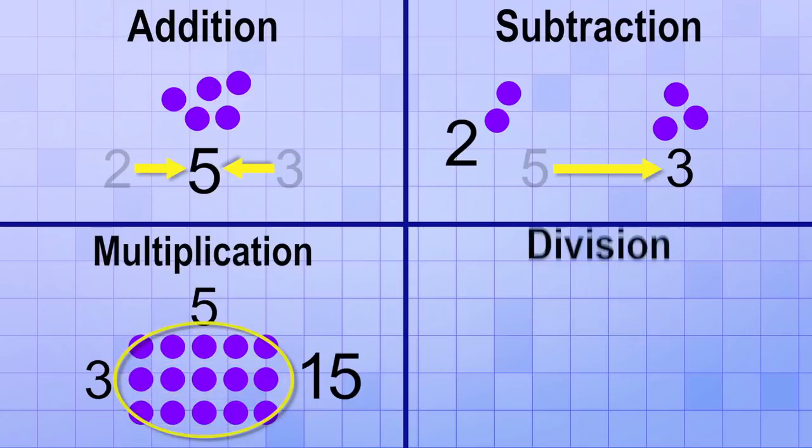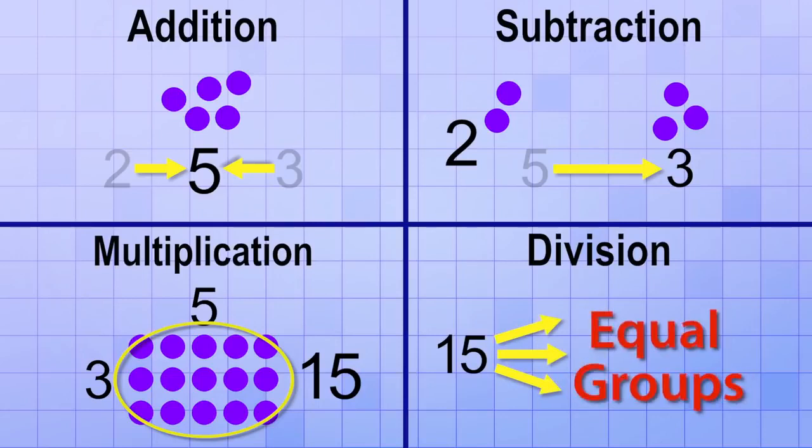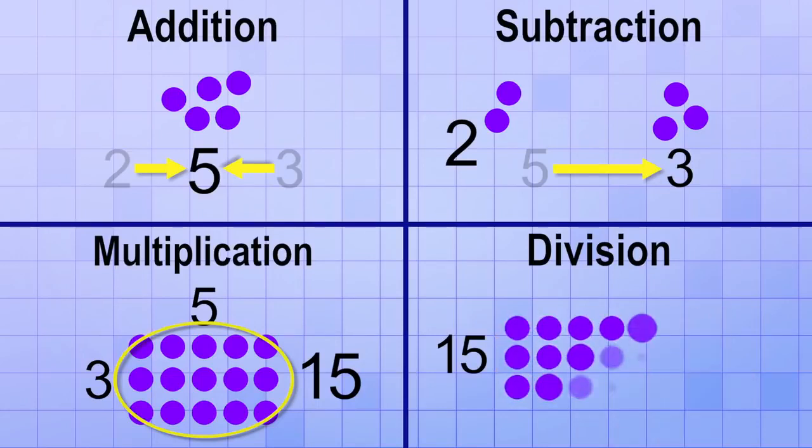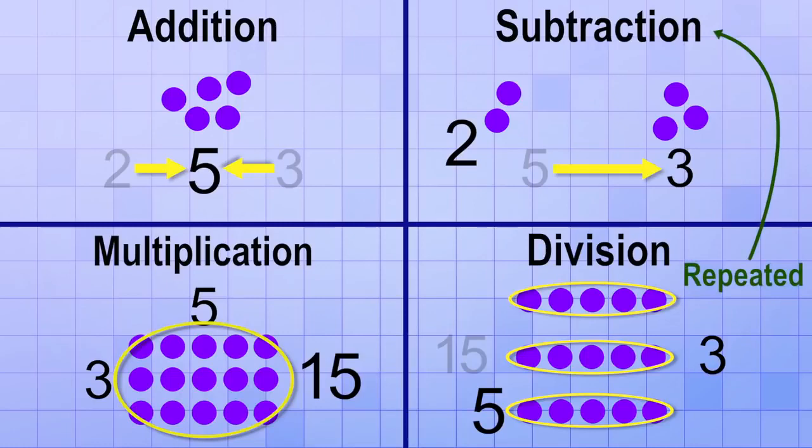And finally, the division operation tells us to take a number and divide it into a certain number of equal groups. For example, if we start with the amount 15 and we divide that by 3, that means we want to separate 15 into 3 groups that are the same size. In this case, that would be 3 groups of 5. So division takes an amount and separates it into a number of equally sized groups. If you think about it, you'll see that this is similar to repeated subtraction.